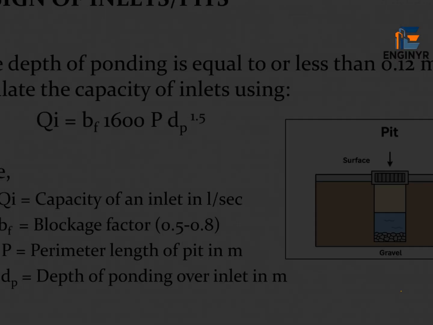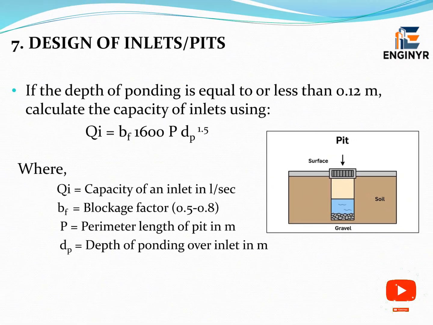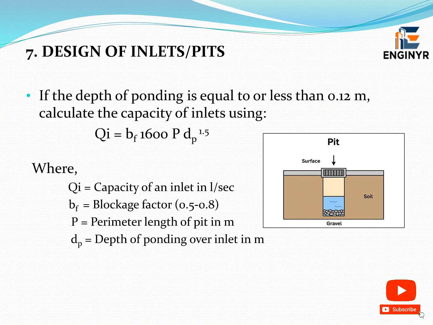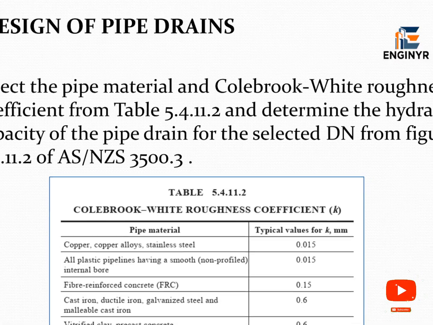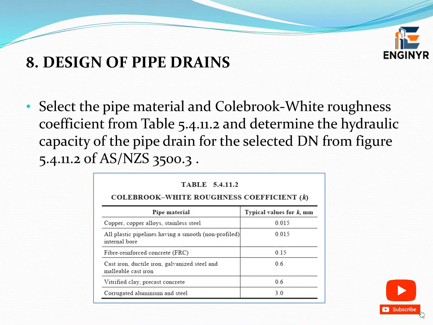Step 7. Design of inlets and pits. If the depth of ponding is equal to or less than 0.12 meters, calculate the capacity of inlets using Qi equals Bf times 1,600 times P times dP to the power 1.5, where Qi is the capacity of an inlet in liters per second, Bf is a blockage factor between 0.5 and 0.8, P is the perimeter length of the pit in meters, and dP is the depth of ponding over the inlet in meters.